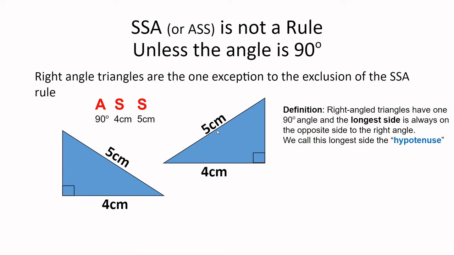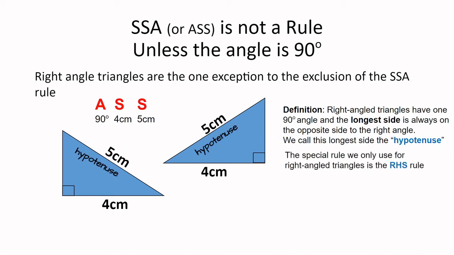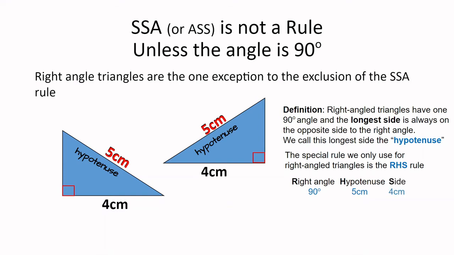But by definition of right angle triangles, there is always one 90-degree angle, and the longest side, which is across from the 90-degree angle, is called the hypotenuse. That's where the H comes in this rule. So our special rule that we can only use for right angle triangles, RHS, stands for a right angle, 90-degree angle, the hypotenuse, which is the 5 centimeter side, which is across from the 90-degree angle, and any side length. It doesn't matter which one because it will be next to the 90-degree angle regardless. And I have that the same in both cases as 4.